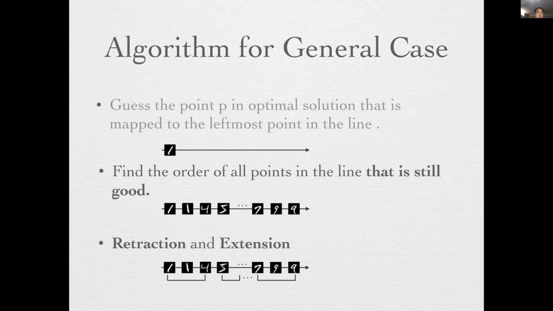And according to this order, we have the third step, retraction and extension. Here, retraction means we group all the points consecutively into different buckets. After we have the buckets, we convert the original problem to the weighted version of learning a line of ordinal constraints. And the weighted version can be solved exactly. After we get the exact solution of the weighted version, we can extend it to a solution of the original problem. And thus we have the approximation algorithm for the general case.